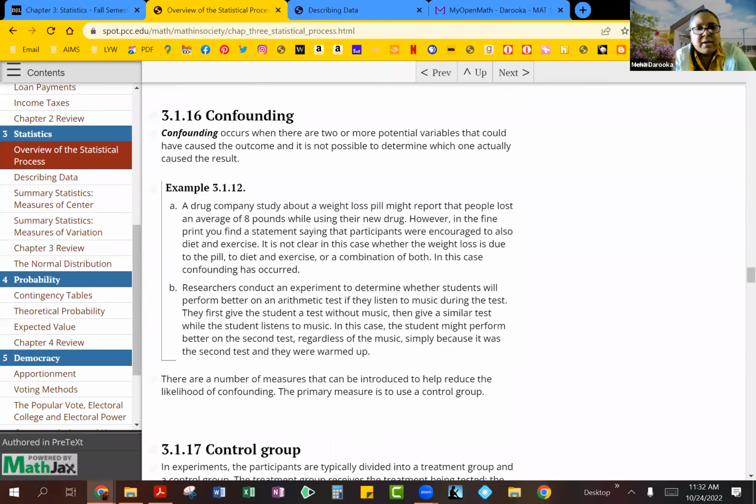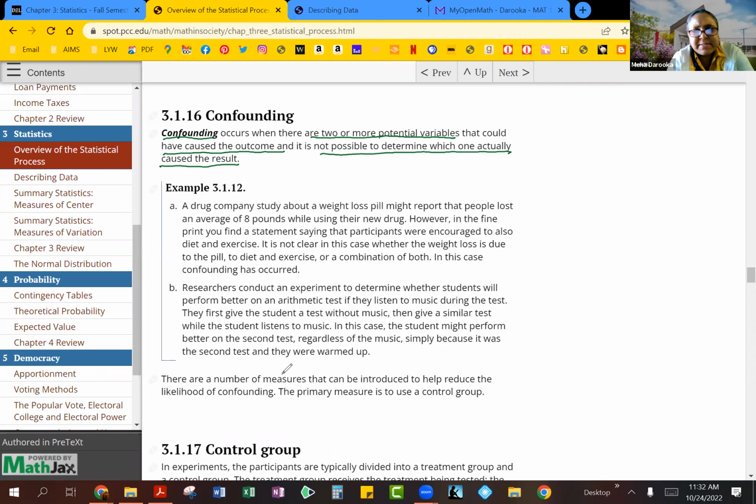So here we are talking about confounding. It occurs when there are two or more potential variables that have caused the outcome, and it is not possible to determine which one actually caused the result. So, again, is it the new specialist or is it the new curriculum? Which one really caused us to have the result that we had?